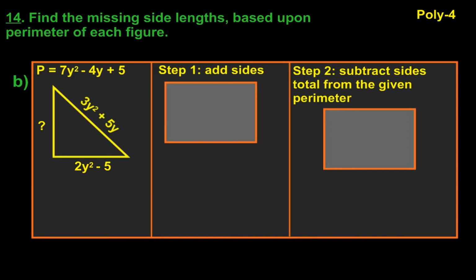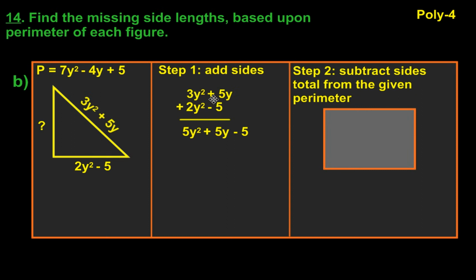Last problem we're going to do is problem number 14b. Find the missing side lengths based upon the perimeter of each figure. So we were given the total perimeter of all three and then given two sides. So step 1, we need to add the two sides we were given. If we add 3y squared plus 5y and 2y squared minus 5, the 3y squared and the 2y squared can be combined for 5y squared.